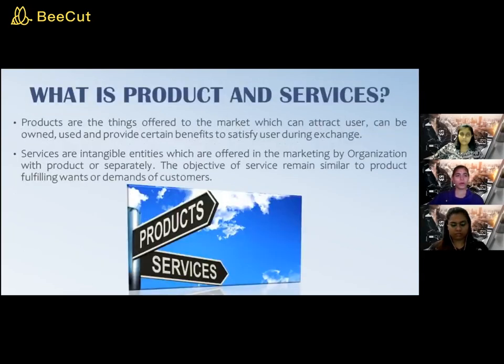Let's look at what products and services are. Products are the things offered to the market which can attract users, can be owned, used, and provide certain benefits to satisfy users during exchange. Services are intangible entities which are often offered in the market by organizations with products or separately. The objective of a service remains similar to products: fulfilling the wants or demands of customers.